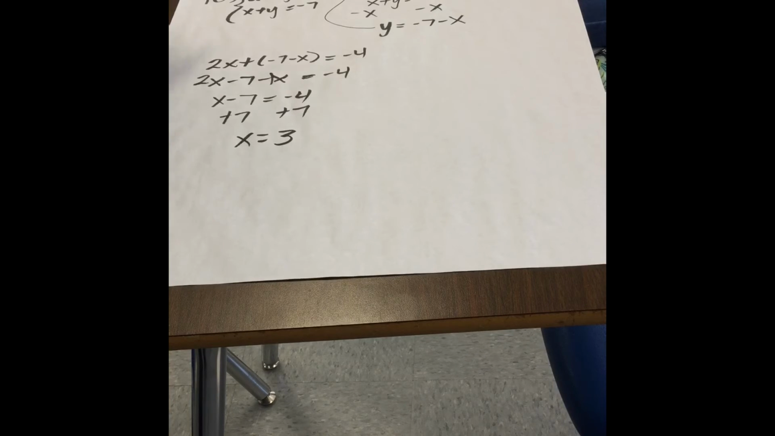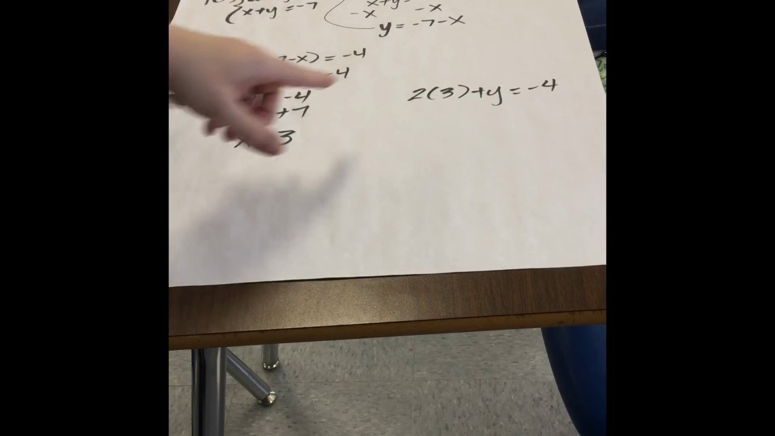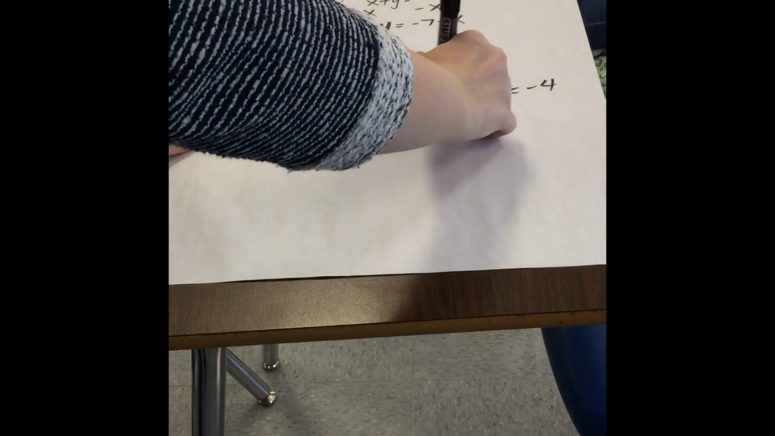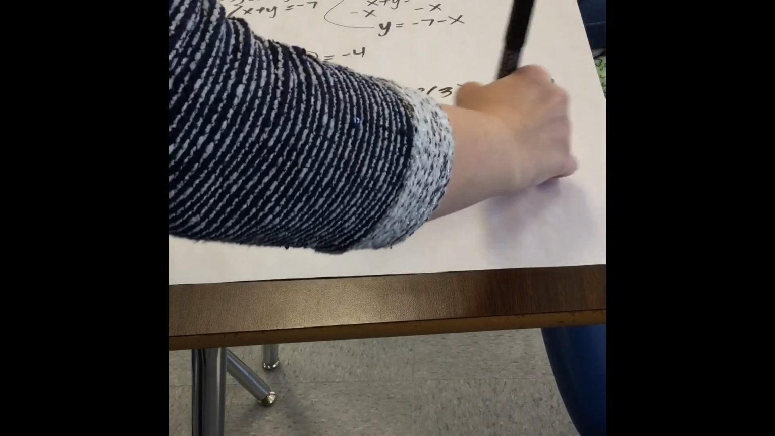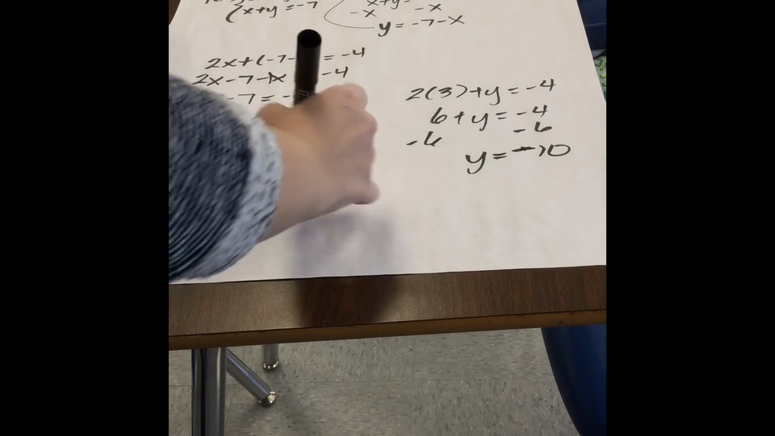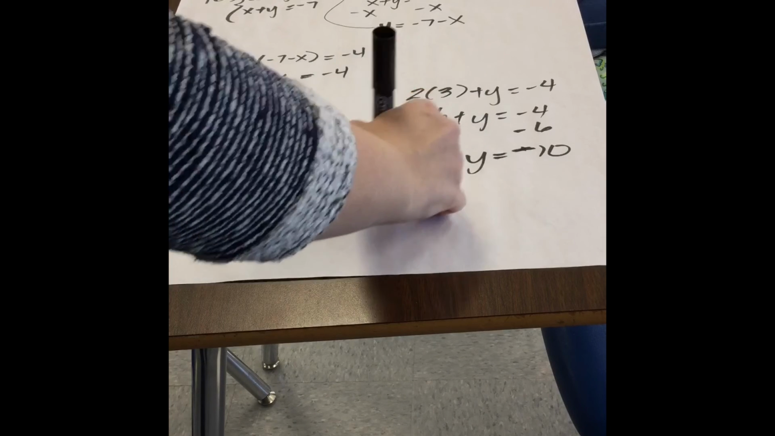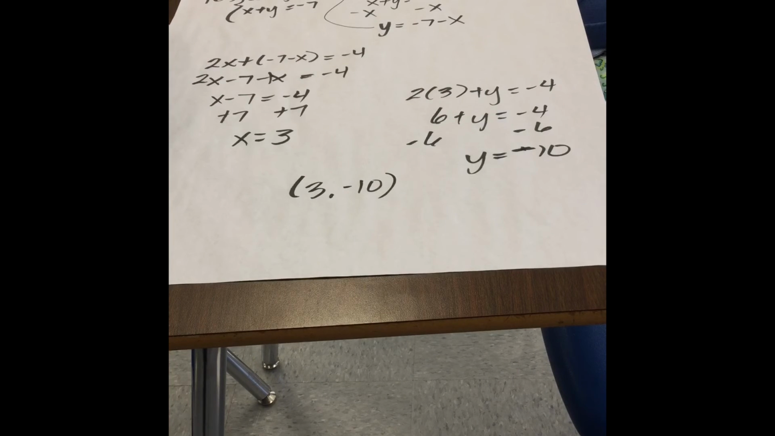I need to substitute it into either equation to solve for y. I'm just going to plug it in the top one. So 2 times x would become 2 times 3, which is 6. Subtract the 6, and that would equal negative 10. So it looks like my solution is 3, negative 10. But I still need to check it.